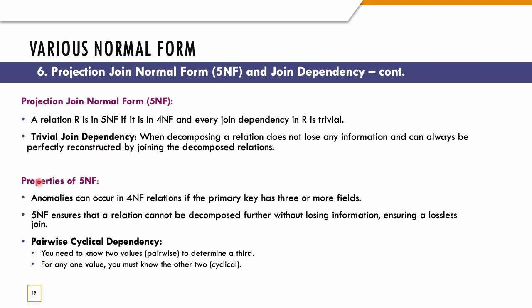There are some properties in fifth normal form. In fifth normal form, a relation cannot be decomposed further without potentially losing information. Anomalies in fourth normal form relations can occur when there are complex dependencies involving three or more attributes in the primary key. So the fifth normal form aims to eliminate these issues by further decomposing such relations.